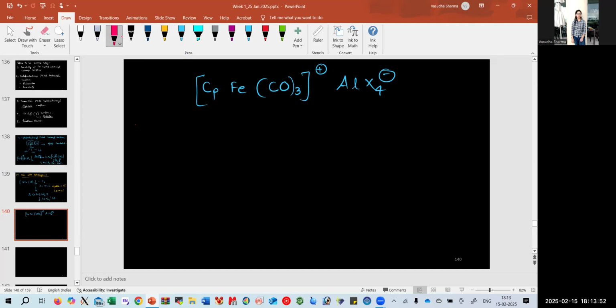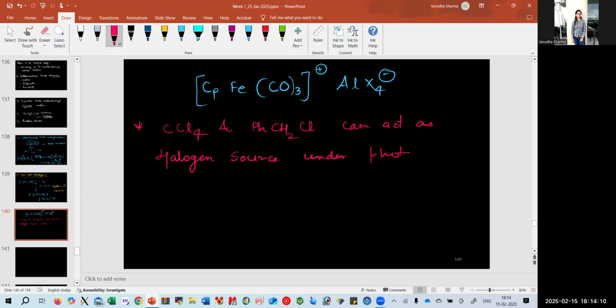So the highlighting note over here is we have CCl4 and PhCH2Cl, which can act as a halogen source under the photochemical conditions. So if these reagents are also there, then also you have a possibility of getting a chloride or halogen into your system under the photochemical conditions. You need to provide a light source over there to let this reaction happen.